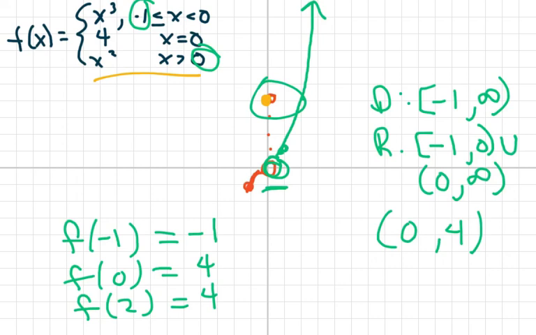Okay. So if you know your parent functions, this is pretty easy.